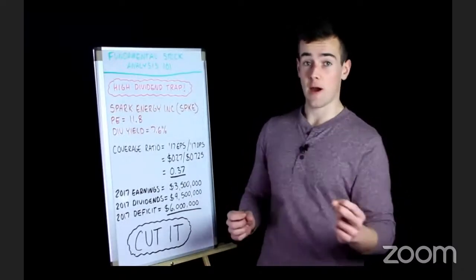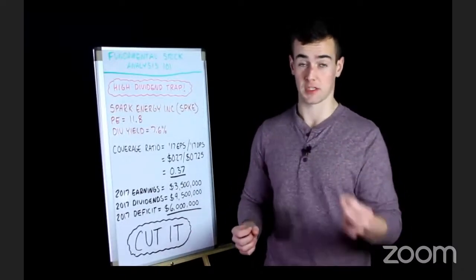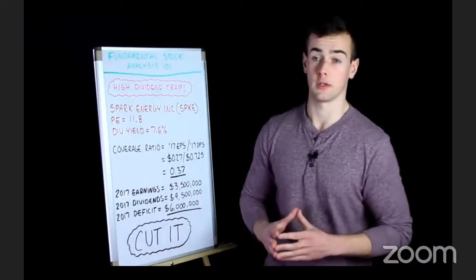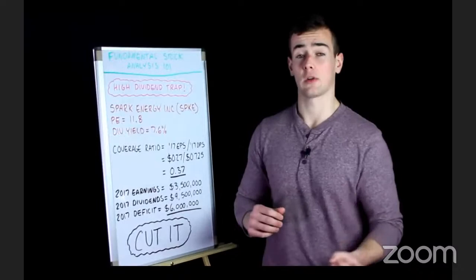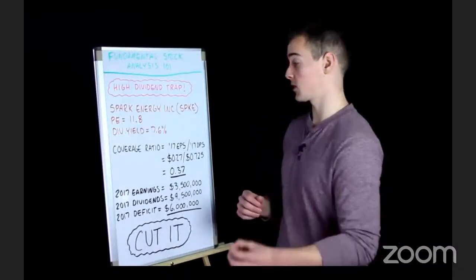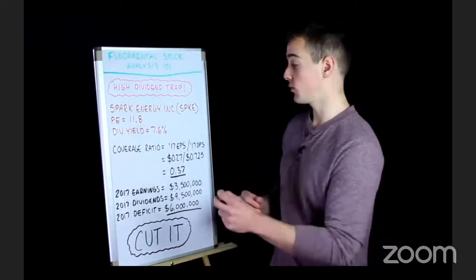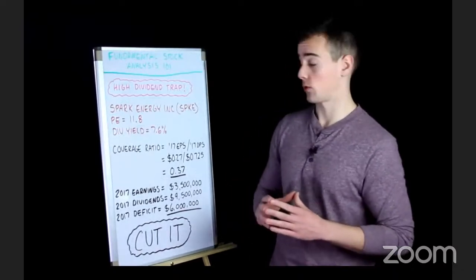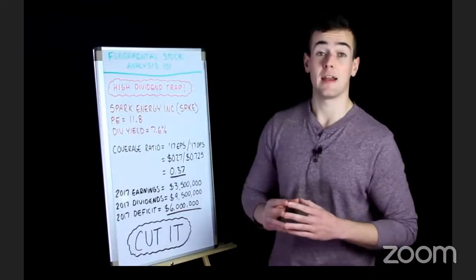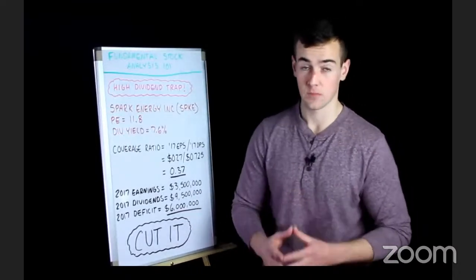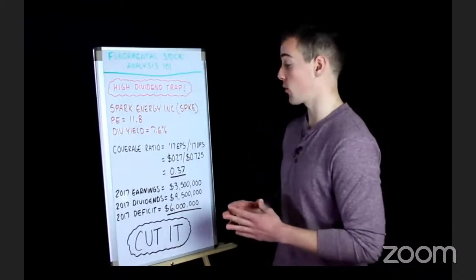So now, because you know how to perform fundamental analysis of the dividend and calculate the coverage ratio, we can take a look under the hood. So the coverage ratio, again, we're going to calculate here by looking at the 2017 earnings per share divided by the 2017 dividends per share. So in 2017, Spark Energy Inc. had earnings of 27 cents per share, and they paid 72.5 cents per share in dividends. So that coverage ratio comes out to a 0.37.